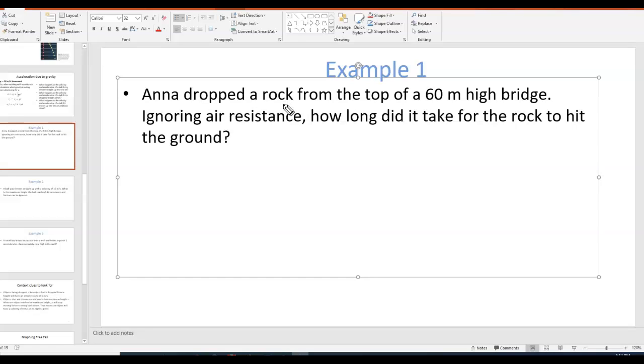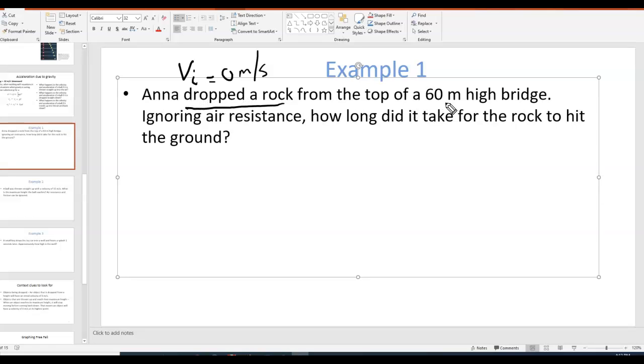For example, the first context clue I'm going to use is the fact that Anna is dropping the rock. We talked about this 2 seconds ago. When you hold something in your hand and you hold it out and then you let it go and you drop it, it starts off with a velocity of 0 meters per second. So when it tells me in the problem Anna dropped a rock, that is a context clue telling me that vi, the initial velocity of the rock, is 0 meters per second.